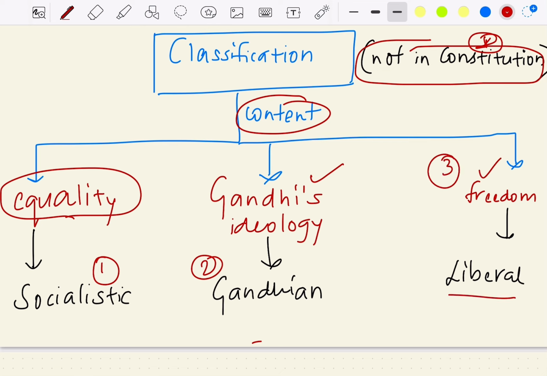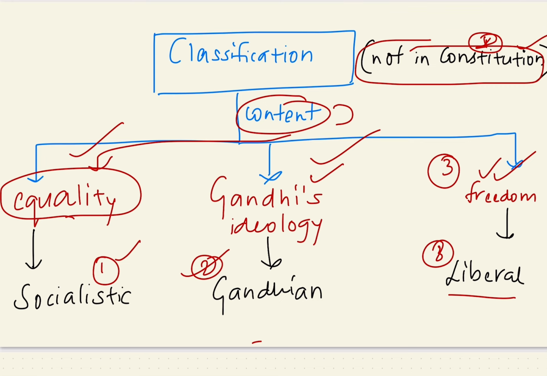So DPSP is classified as socialistic principles, Gandhian principles and liberal principles, and this classification is nowhere seen in the constitution. It is just based on the content, that is nothing but the directive principles that promote equality, Gandhi's ideas, and those that promote freedom. This is about the classification of directive principles.